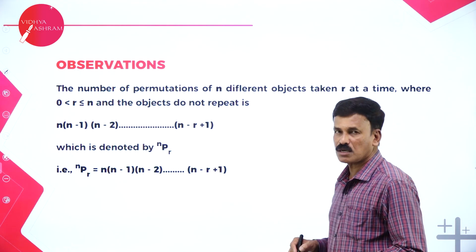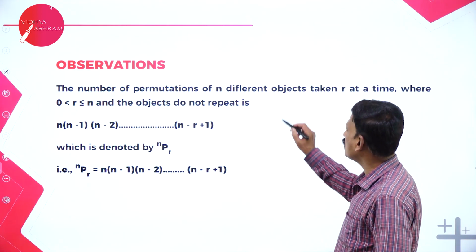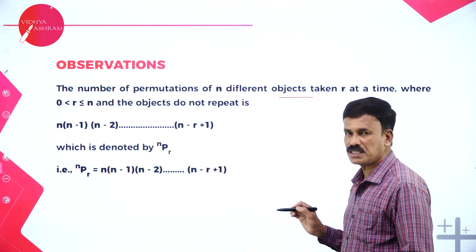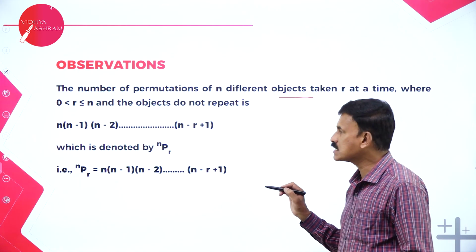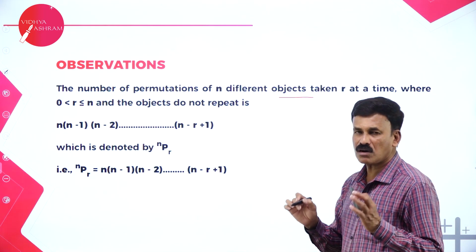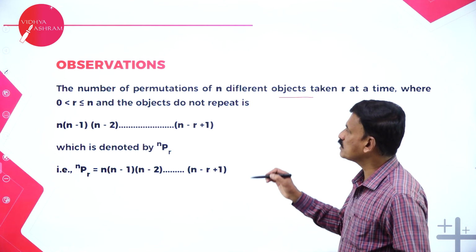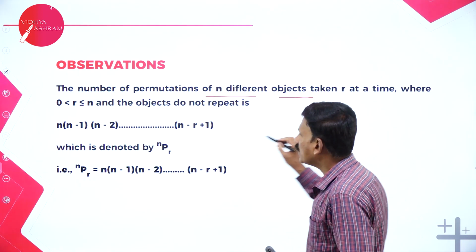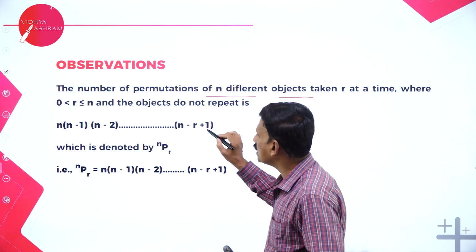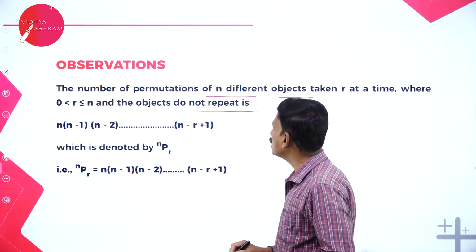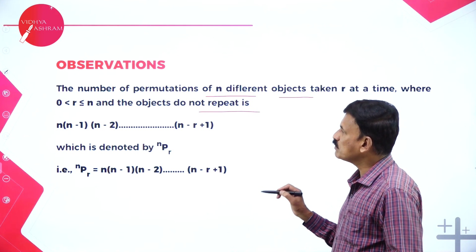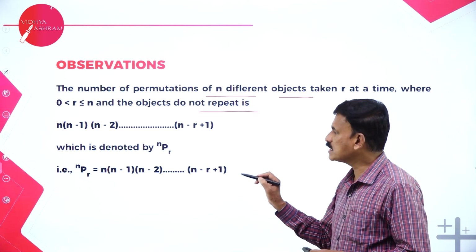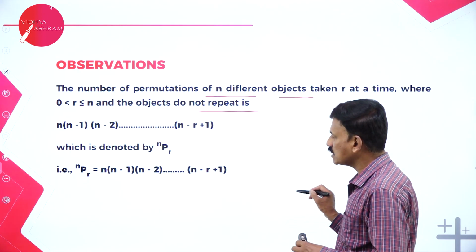Now let us know what the observations are. The number of permutations of n different objects taken r at a time, where r is between 0 and n, so 0 is less than or equal to r, which is less than or equal to n, and the objects do not repeat, is n into n minus 1, n minus 2, etc., up to n minus r plus 1, denoted as nPr. Hence nPr is equal to n into n minus 1 into n minus 2, etc., n minus r plus 1.